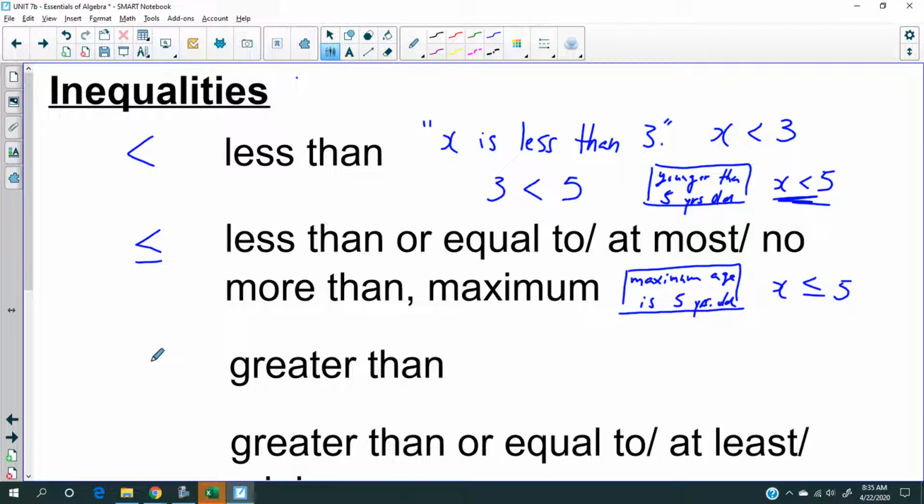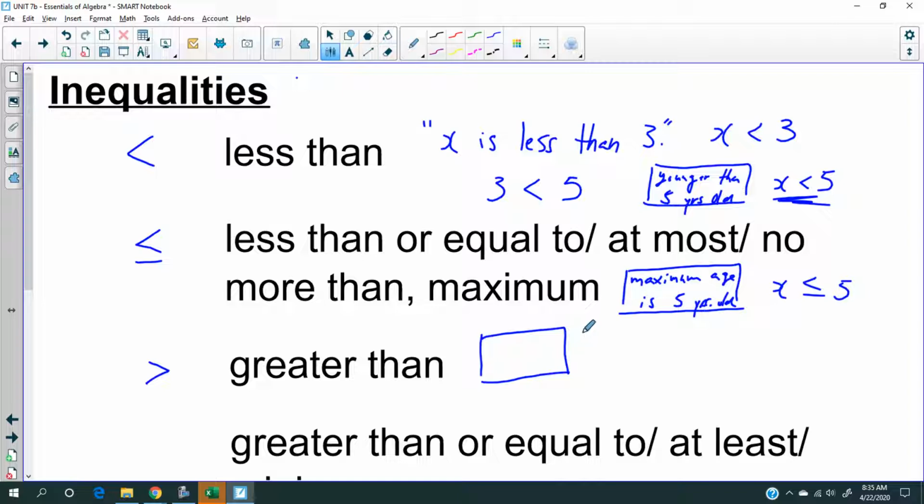Greater than will go the opposite way. By the way, it also depends on the direction that you read it, but I'll get to that in a second. All right, greater than. Let me give you an example. If a movie is PG-13, that means you have to be, actually, PG-13 is 13 or above? Oh, so that's not good. What's a good example? I don't know actually.